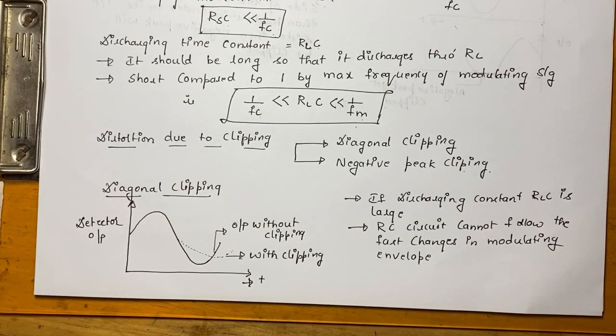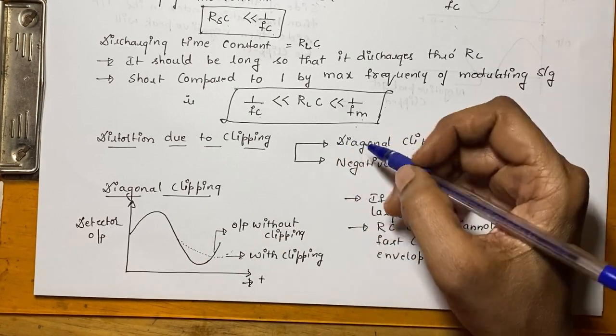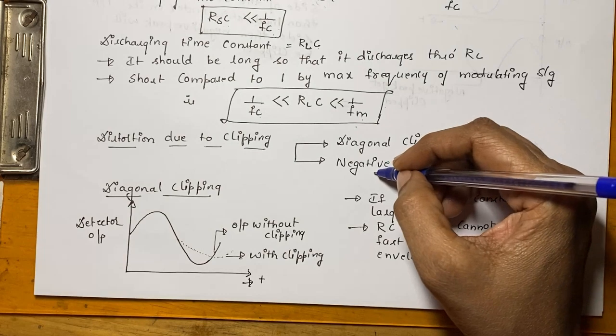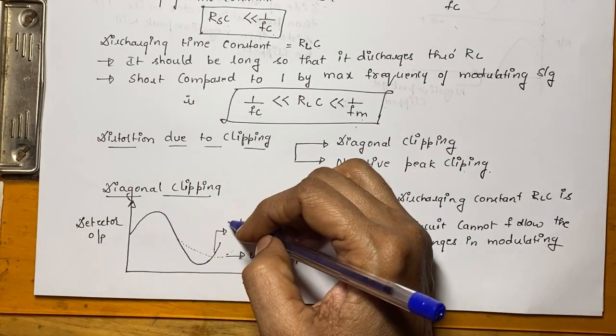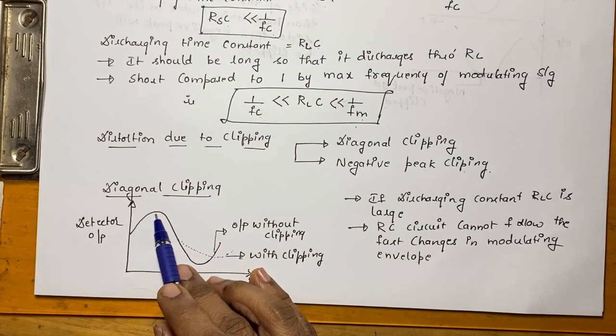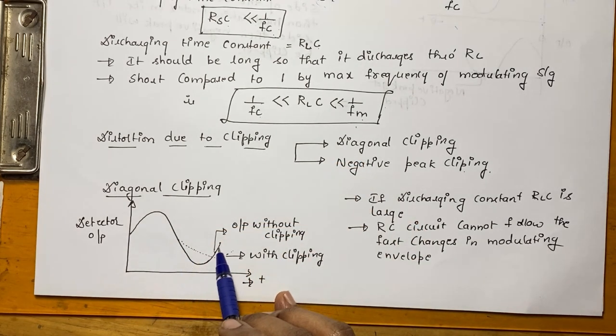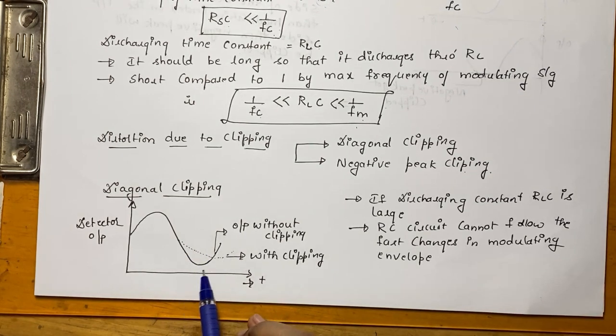There are two types of distortions when the RC time constant is not chosen properly. The first one is diagonal clipping and the second one is negative peak clipping. So what happens in this diagonal clipping? In this diagram, you can see this wave, that is nothing but a low frequency wave. This is the output without clipping, wherein the diagonal wave has not been clipped. Clipped in the sense it has been removed.